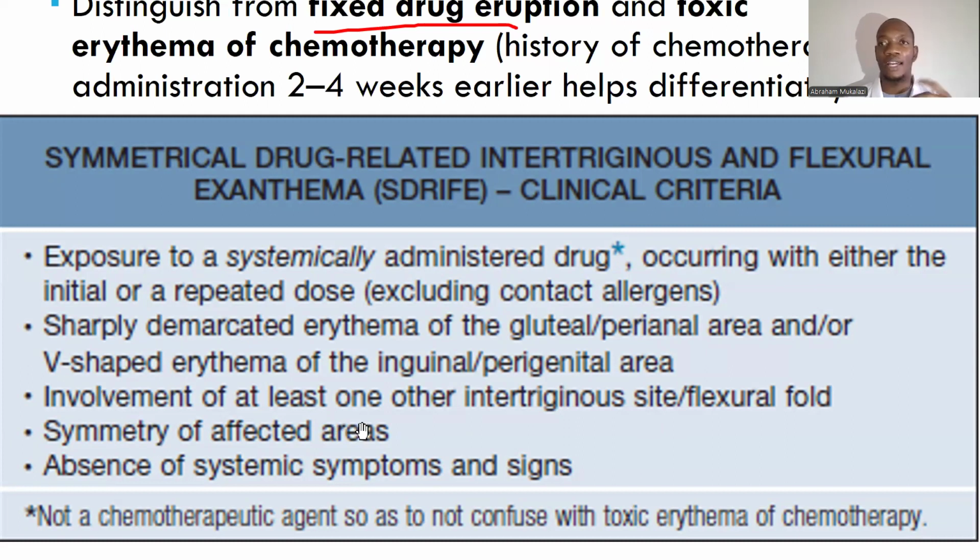So that means that if someone has the rash in the gluteal area alone, then you have to think about other things like baboon syndrome. But if someone has that plus involvement of another intertriginous site, like maybe the antecubital fossa, then you have to think about systemic drug-related intertriginous and flexural exanthema. Then symmetrical involvement of the areas, so left and right equally affected, and absence of systemic symptoms and signs. So in this case, you have a rash, but there's no systemic involvement.